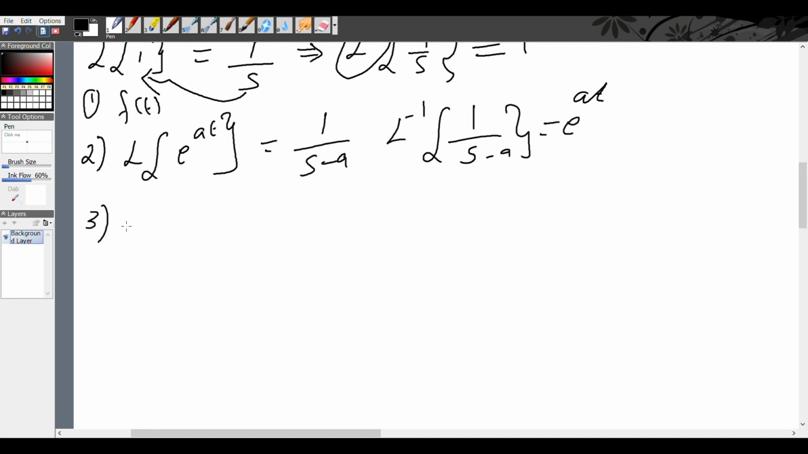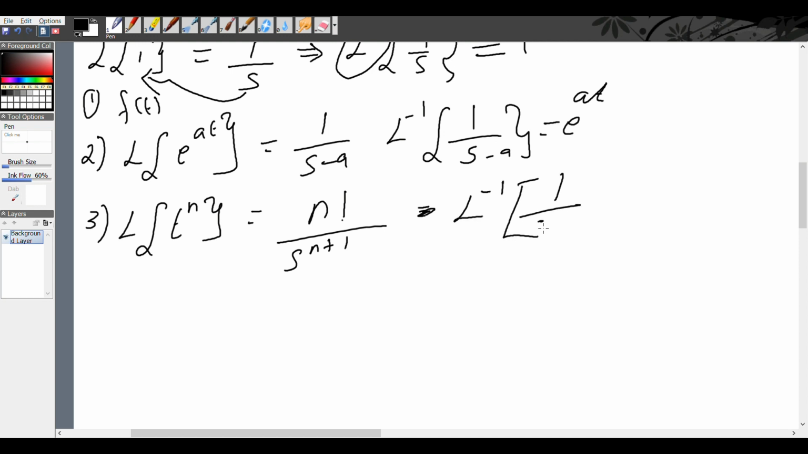Third important formula is Laplace transform of t power n is equal to n factorial divided by s power n plus 1. When we apply the inverse Laplace transform for 1 by s power n, there is a difference between this and this, right? So keep it in mind, this is s power n. Here there is no plus 1. We are just trying to take the L inverse of 1 by s power n. So we won't be getting back the same thing, because this is different actually. So don't expect the same thing.